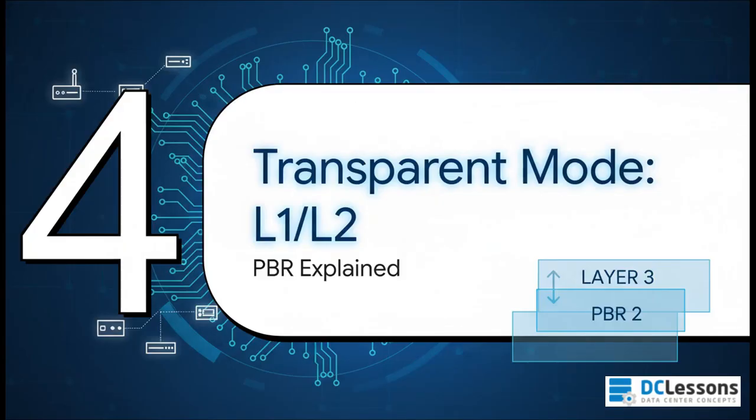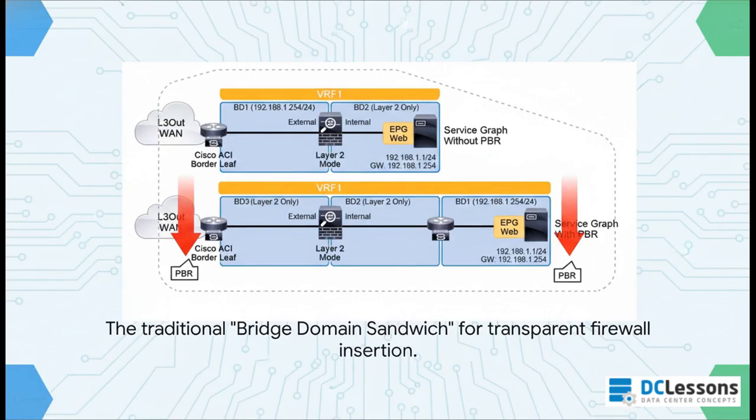Now you might be thinking, okay, that's great for Layer 3, but the power of PBR isn't just limited to routed services. It brings that same beautiful simplification to our transparent or Layer 2 services as well. Let's check that out. And here we go again, right? Take a look at the top diagram. We see a very familiar pattern, but this time it's happening at Layer 2. To insert something like a transparent firewall, we had to build what's called a bridge domain sandwich.